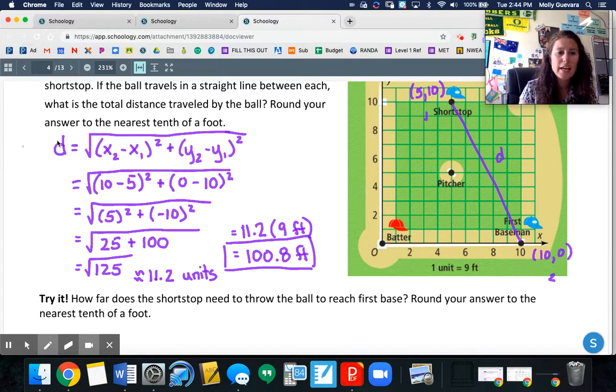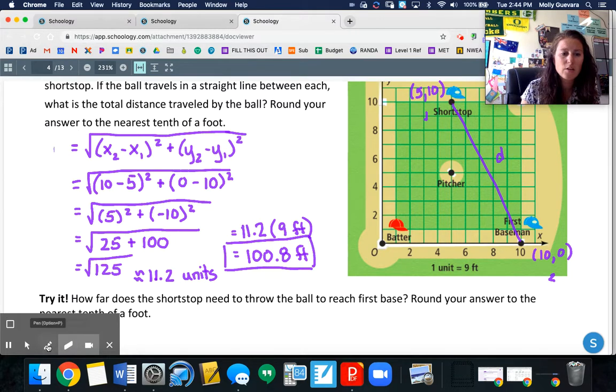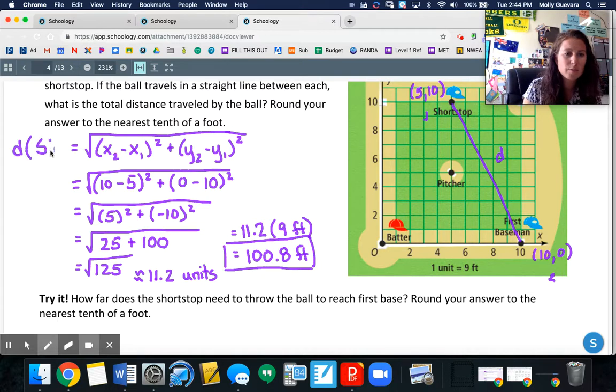And really, like here, if you're getting confused, don't forget you can always write, and you don't have to, but you could also write this as D from shortstop to first or something like that, right? Just to help you stay organized in what you're doing, right? You're going from shortstop to first base.